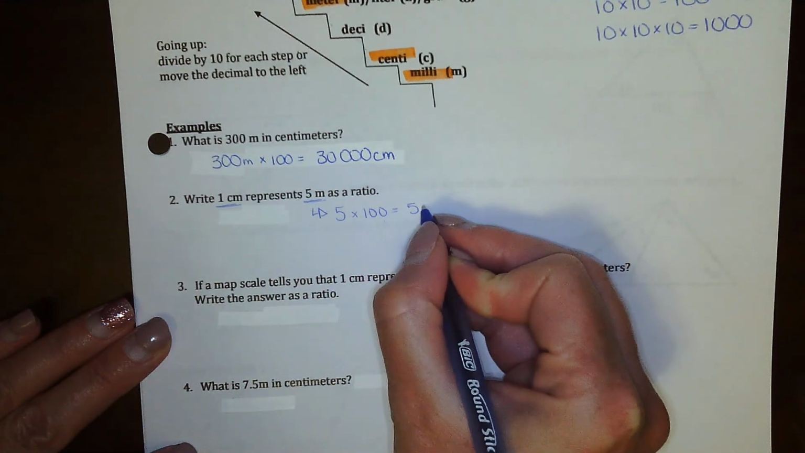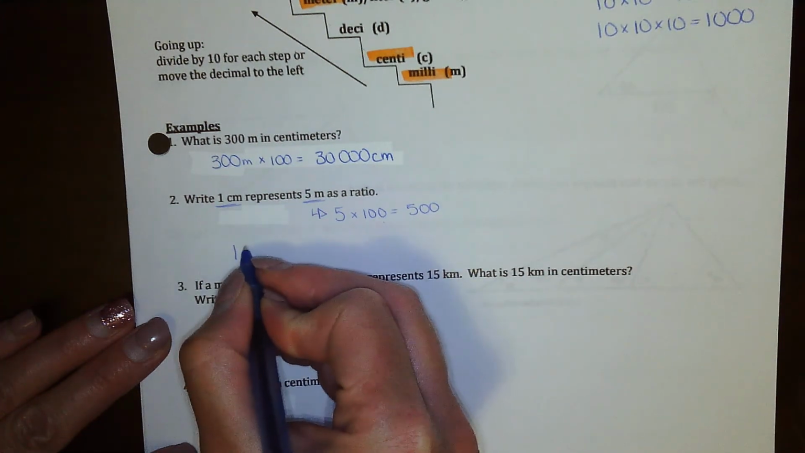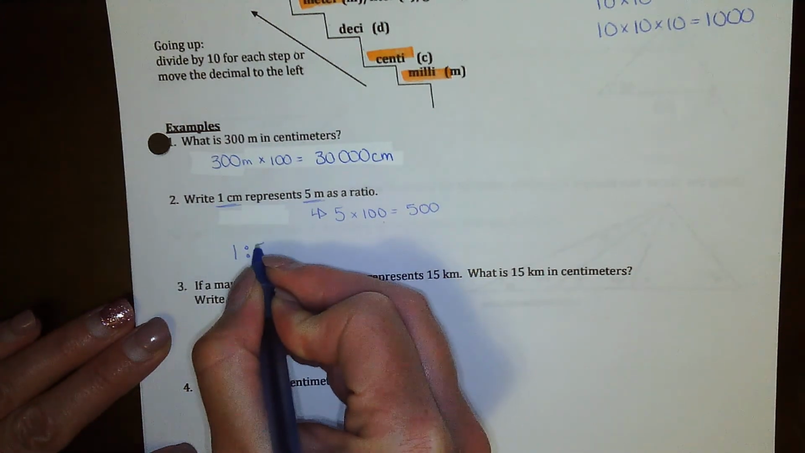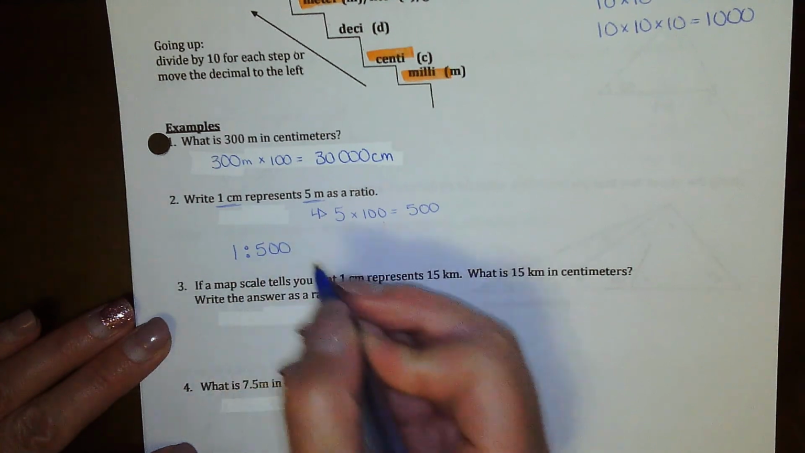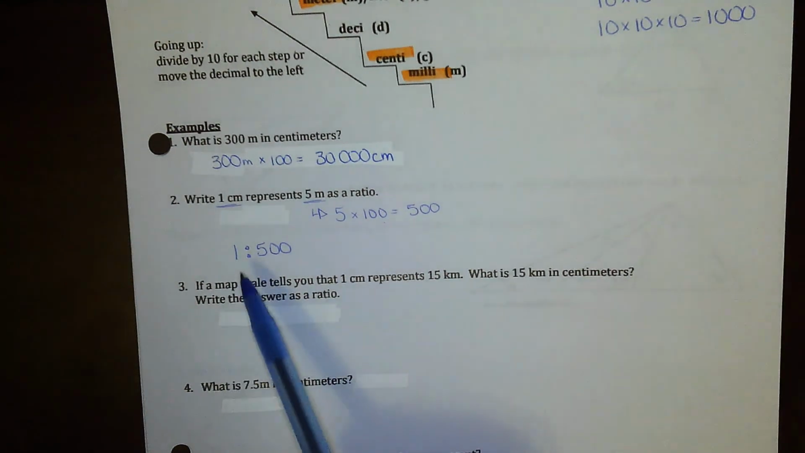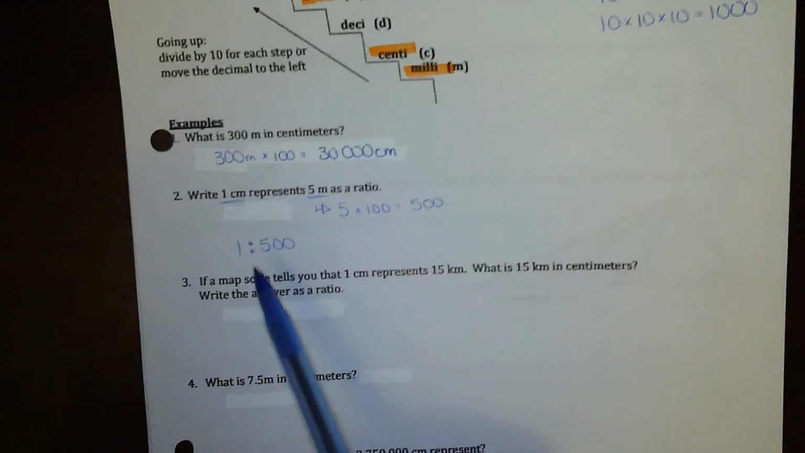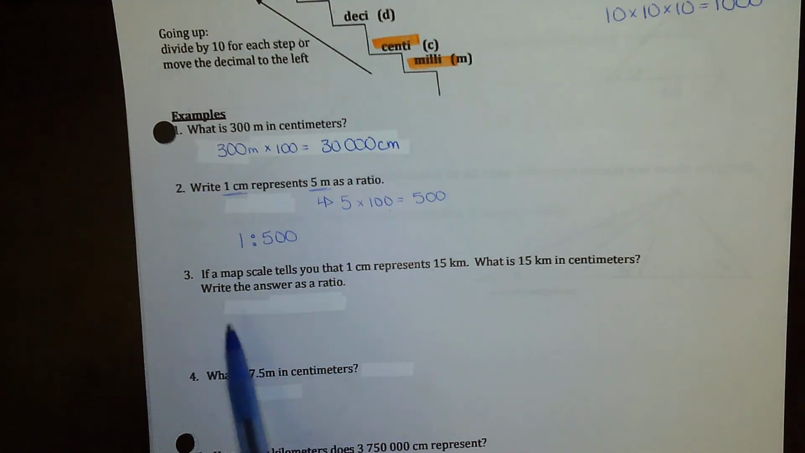Which you get 500. Okay, so then as a ratio, we're just going to write it as 1 to 500. And if it's a ratio, and we're using the same units, you don't need to write your units in. If they had been different units, then yes, you would need to write your units in. But for a ratio, the unit should be the same.